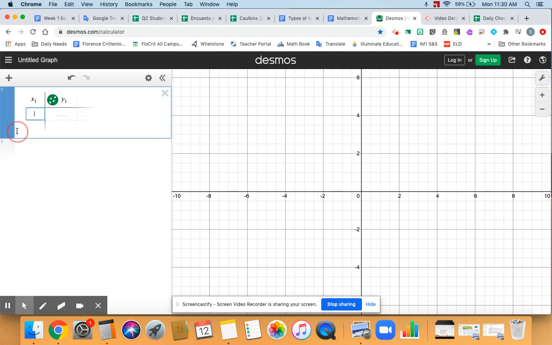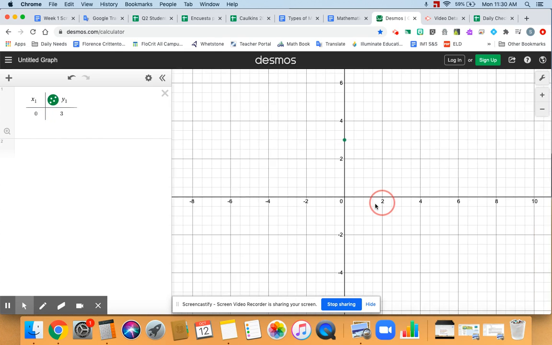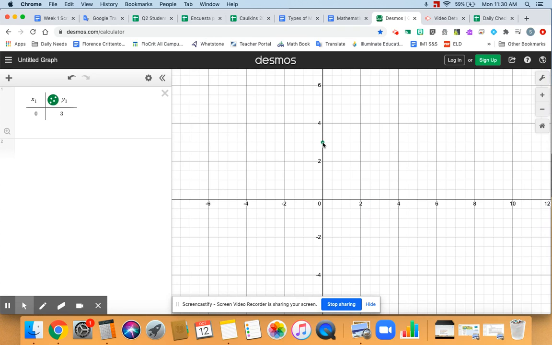So in Desmos, I can add a table. So if you remember, one point was that 0, 3. So if you look where my little green dot showed up on my coordinate plane, this is where my graph is right now. It's just 1 point, 0, 3. And 0 means it does not go left or right, but it did go up 3.